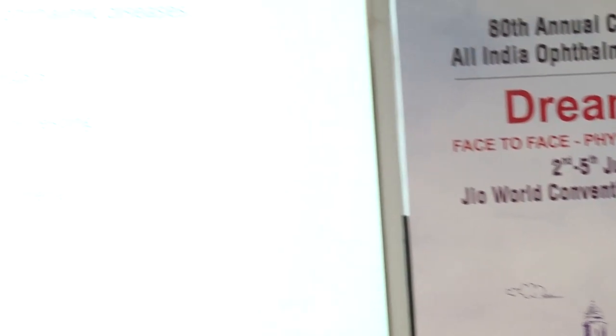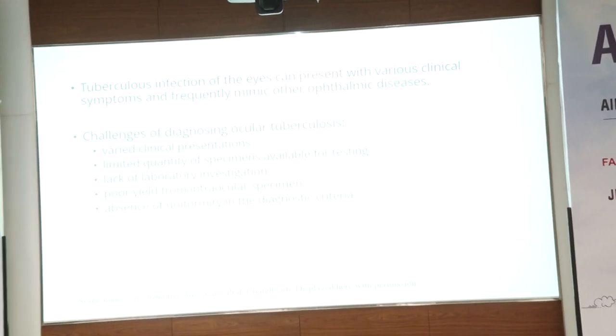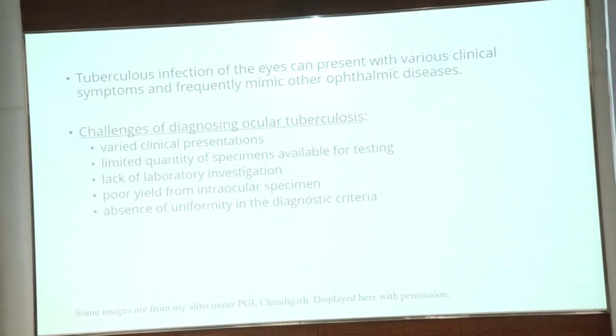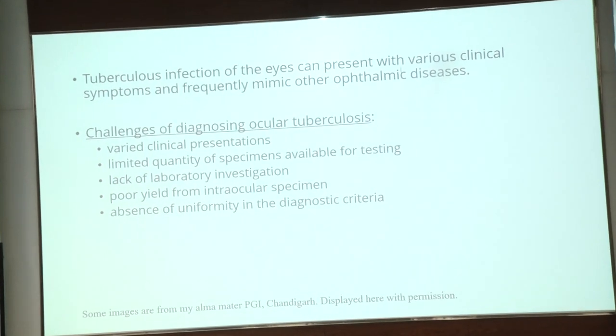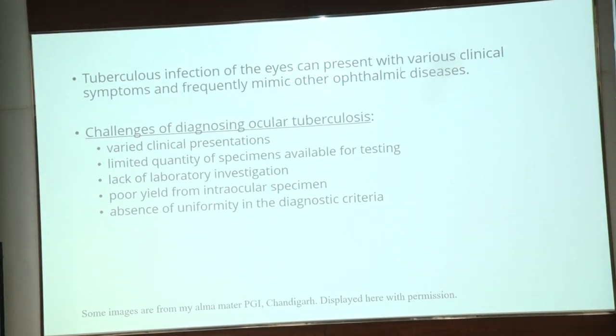So this will be more of a presentation in which we are seeing the various phenotypes of tubercular uveitis. As I have highlighted, tuberculosis infection of the eyes can present with various clinical signs and symptoms, and frequently it can mimic other ophthalmic diseases. The challenge in diagnosing ocular tuberculosis is that it can have a varied clinical presentation. The quantity of specimens we get from ocular samples is very small, and there is a lack of laboratory investigations which would help us say with extreme confidence that it is tuberculosis.